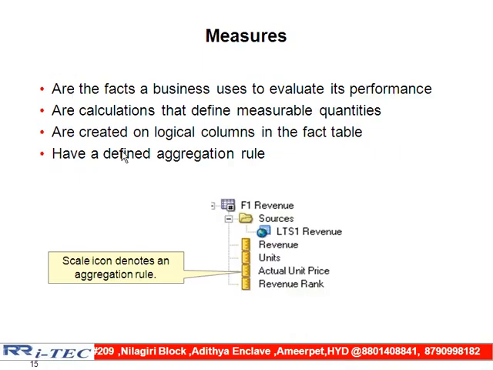Okay, next. Measures are the facts a business uses to evaluate its performance. Revenue is one fact, units is one fact, actual units is one fact. These all are what, sir? Measures. Measures are calculations that define measurable quantities, created on logical columns in the fact table. You have a defined aggregation rule. Aggregation rule may be average, min, max, standard deviation, anything.